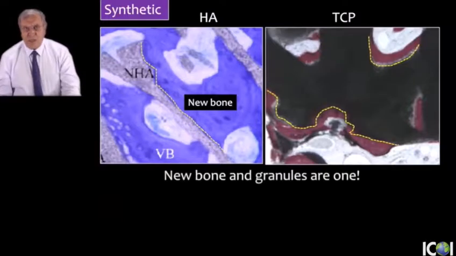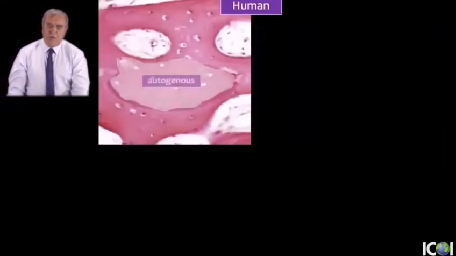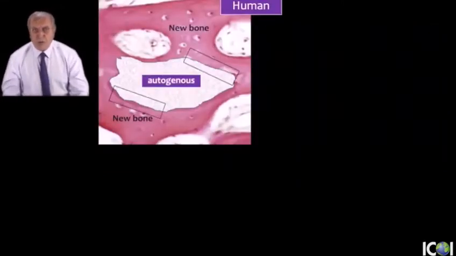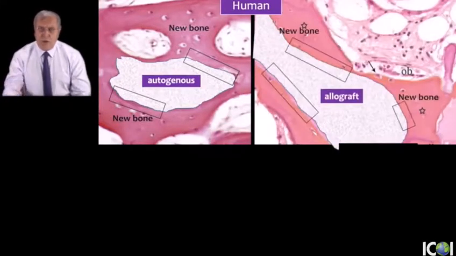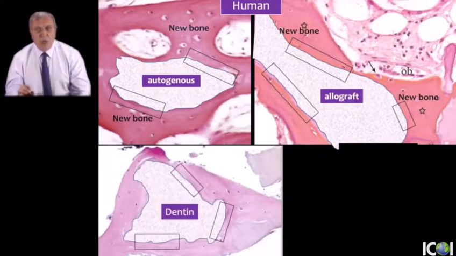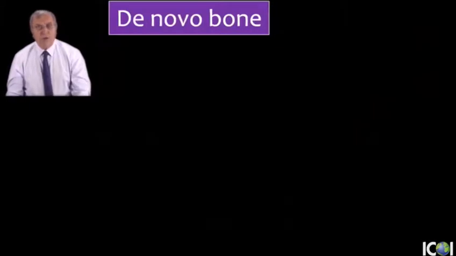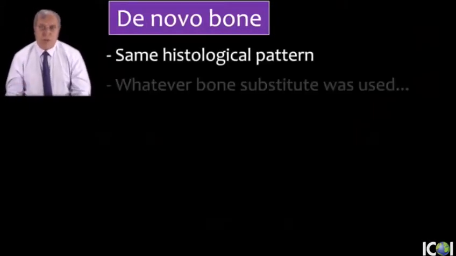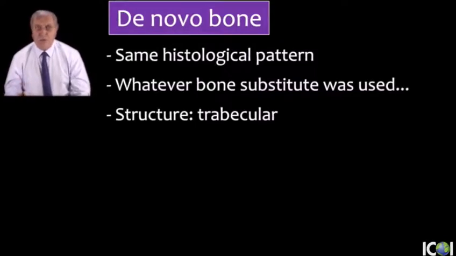Synthetic, we have exactly the same, because the bone is growing on the surface of the biomaterial. With human bone, autogenous, we have the same. With allograft, we have the same. Bone is growing on the granule. Dentin, again the same. Bone is growing on the surface of the biomaterial. Then we have the same pattern. The conclusion is that the de novo bone, when we use a substitute, is exactly the same, whatever the kind of bone substitute you use.